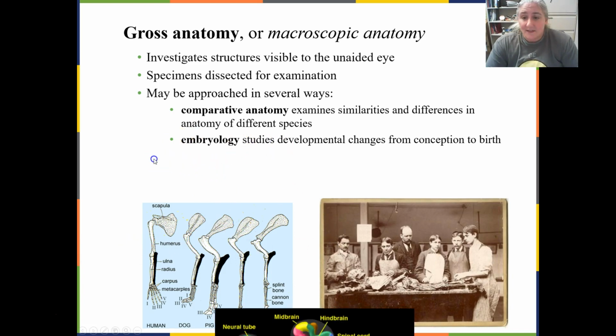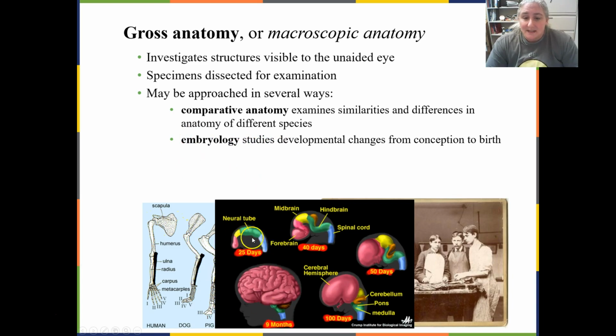Embryology then studies developmental changes that start at conception. So here we have this neural tube forming before most women even realize they are pregnant. And here at 50 days, we have our nice large forebrain that's going to be the cerebrum. We have this region that's going to form into the diencephalon.